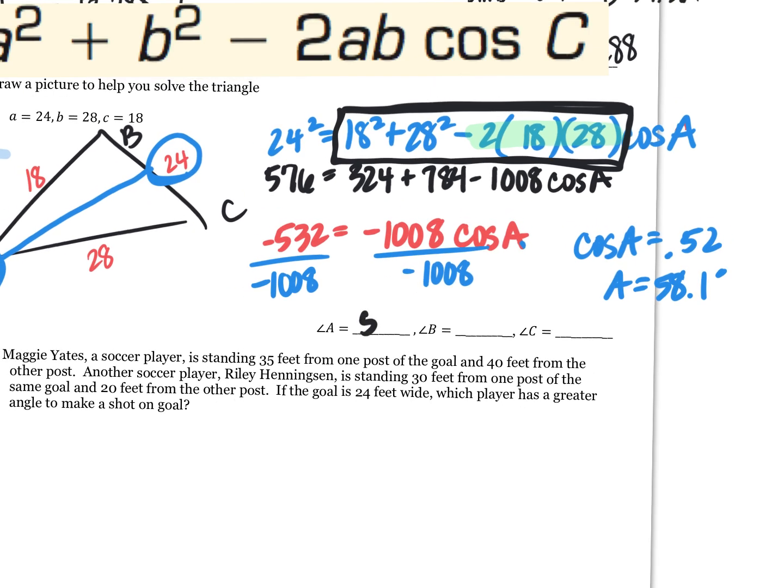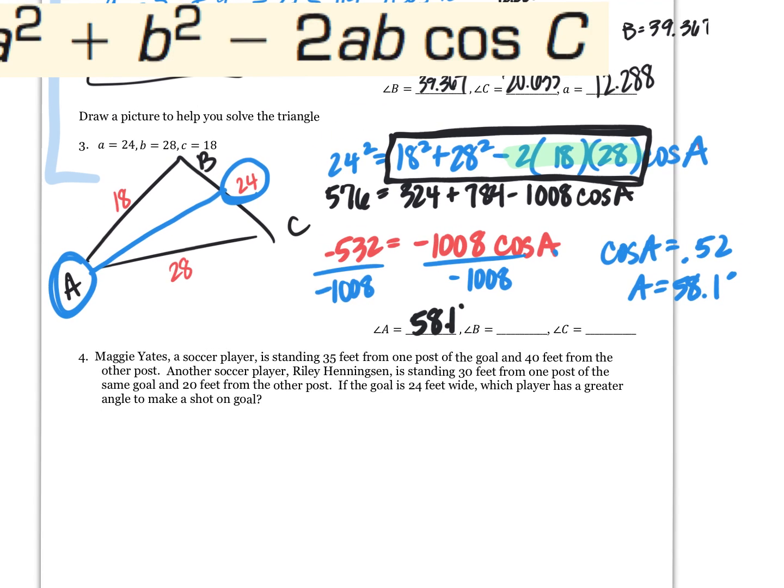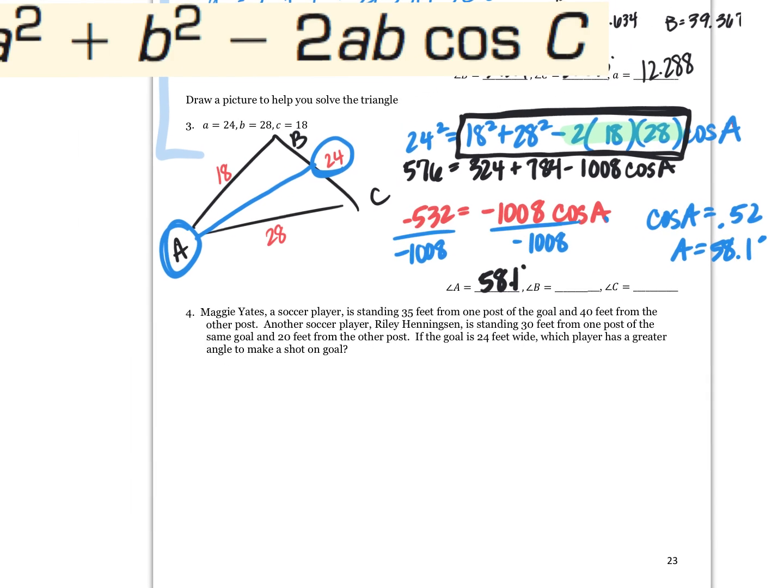Angle A, we said, was 58.1 degrees. Could we do 180 minus that to get my missing angle? No, we don't have enough yet. What do we want to do to find angle B or C? Do you want to do that same process again? Or do we want to do law of sines? Law of sines, right? What are we doing? B or C?